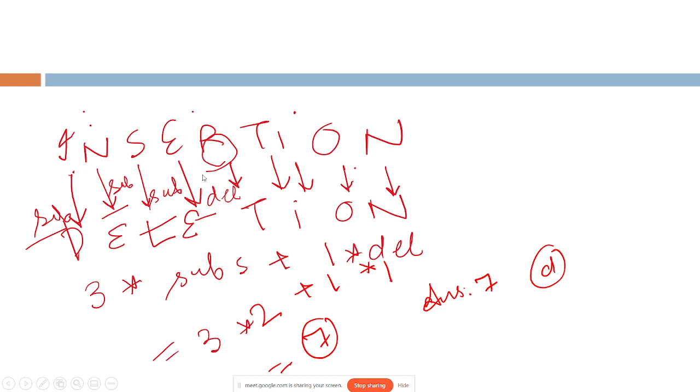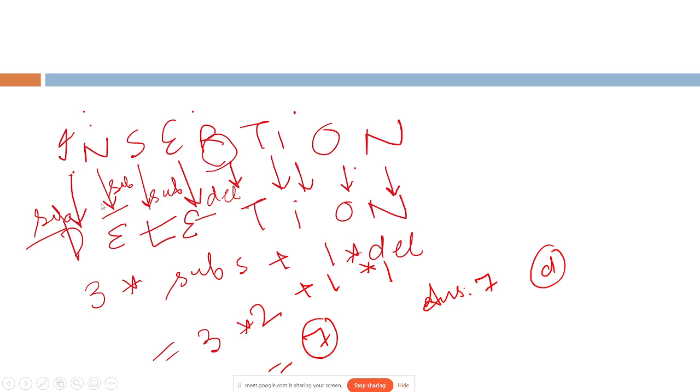This R will be removed. So one delete operation you perform. And then if we come to the starting point, to convert I to D, you can perform one substitution, replacing one character of the first string by another character that might appear in the second string. Similarly, for N also you can perform one substitution. You can replace N with E and S with L, and this E you can keep as is.